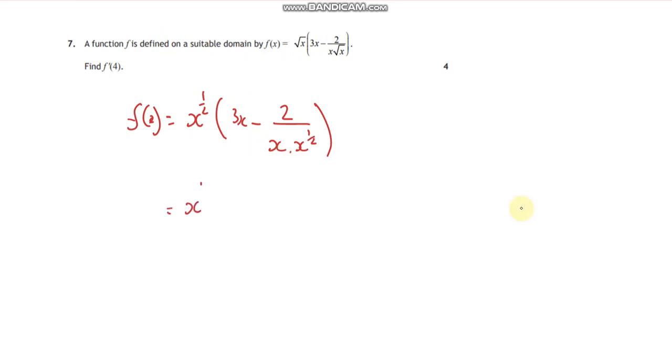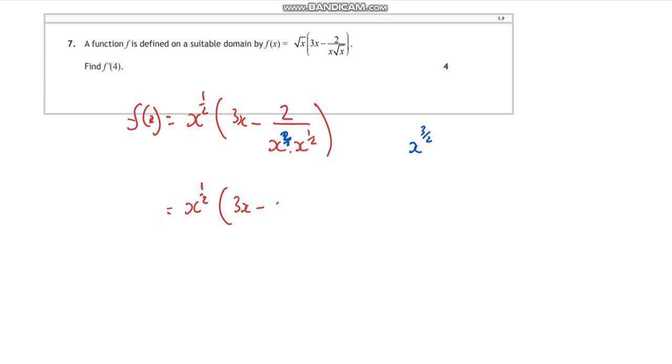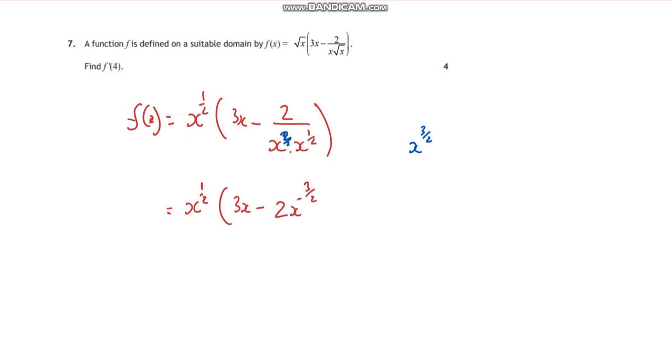So x to the half, I'm quite happy with that. 3x is fine, but let's try and tidy this up. If I multiply those together, this is x to the 1. Now the 1 is the same as 2 over 2, isn't it? So I can rewrite that as 2 over 2, and if I multiply my terms, I'm going to add my indices. So that becomes 3 over 2, so that's going to be x to the 3 over 2. So if I rewrite that whole thing, it'll be 2x to the negative 3 over 2, because when you cross the line, you change that sign. So I've added them together and then changed.